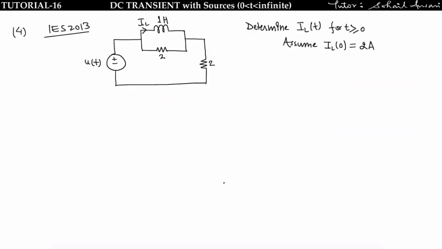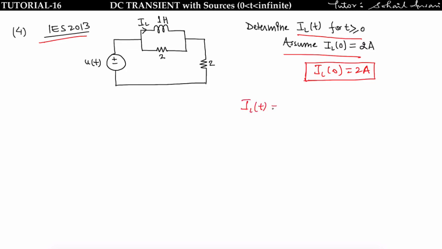Now let's solve an IES 2013 problem. We have to find IL of t for t greater than 0, assuming that IL of 0 is equal to 2 ampere. It is given in the question only, so no need to find the initial condition. We only have to find the final condition.